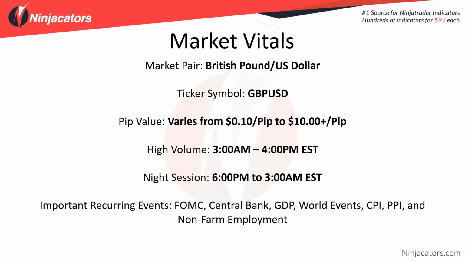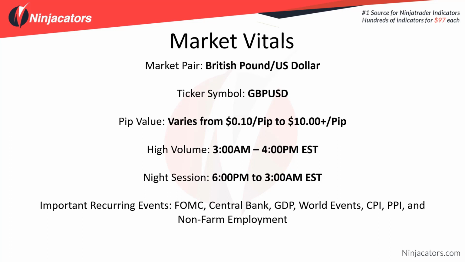Some brokers will let you go less than that, to as much as $10 a pip or more. So you can go from a micro contract to a mini to a standard contract. So micro is 10 cents, mini is $1 per pip, and standard is $10 per pip, but you can go much higher than that, $40, $50, $100 per pip if you like.